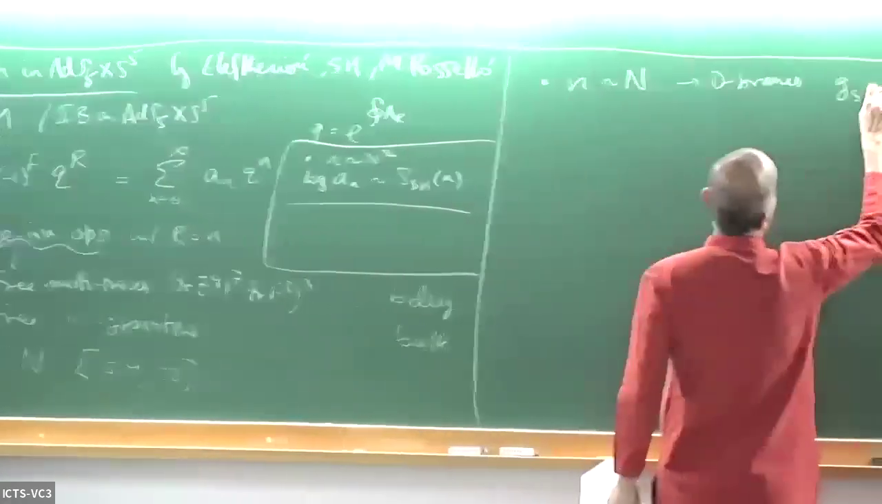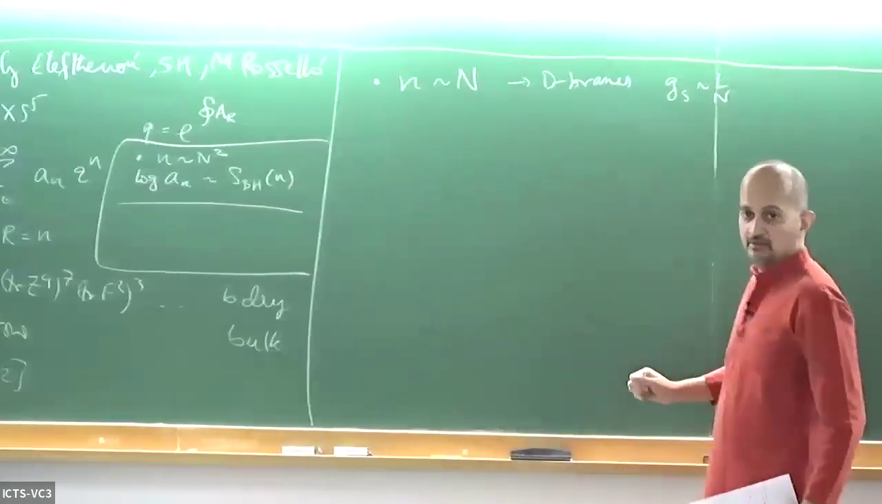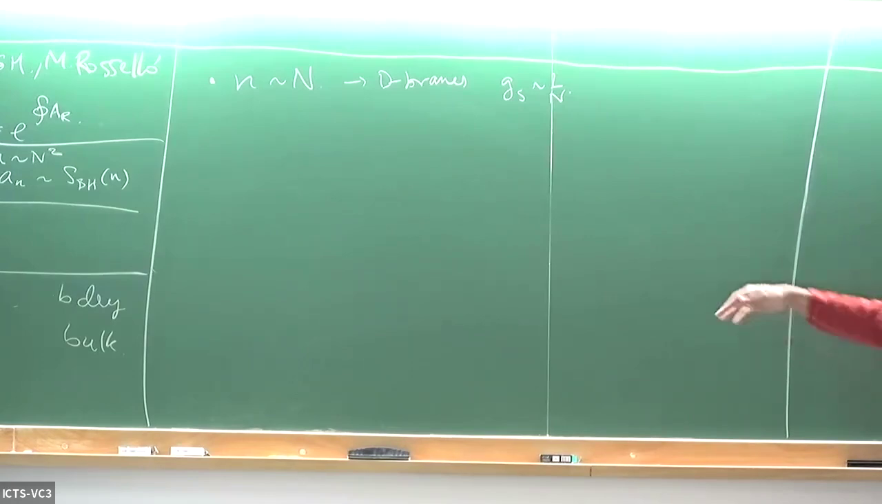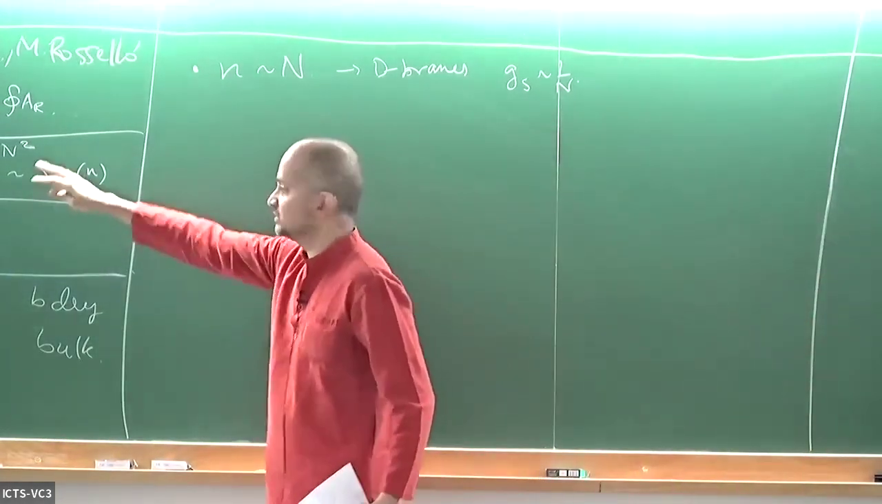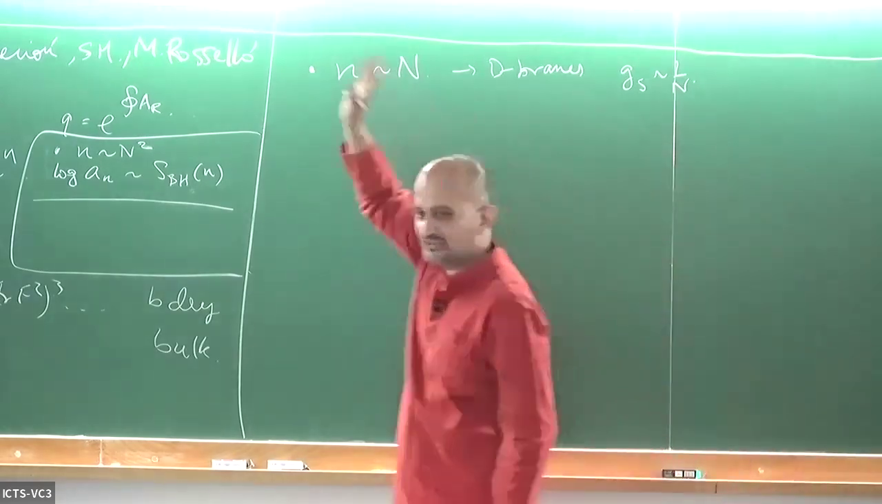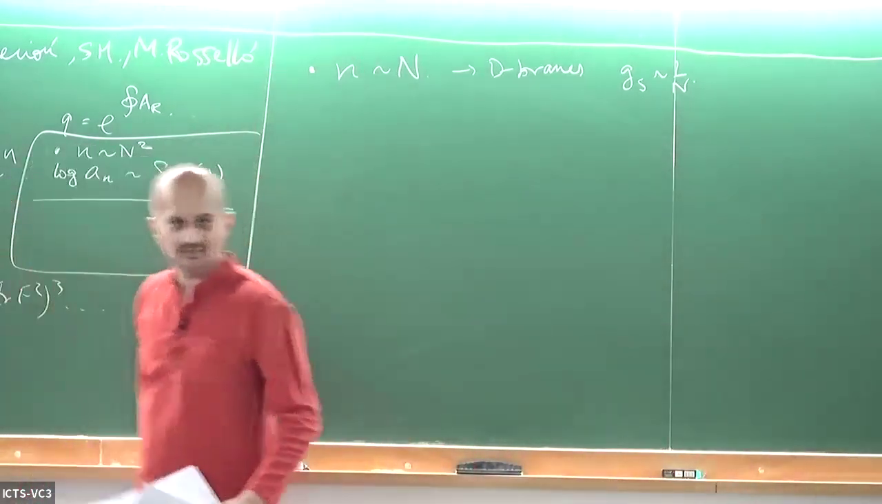Because g string says 1 over n, and the mass of the D-brane is n. Okay, the mass of the entropy, the mass of the black hole roughly scales as n squared, because that's 1 over g Newton. So there's an intermediate scale in string theory. After the talk, you can ask me how it works in M theory and so on.